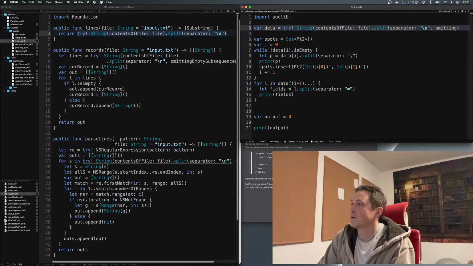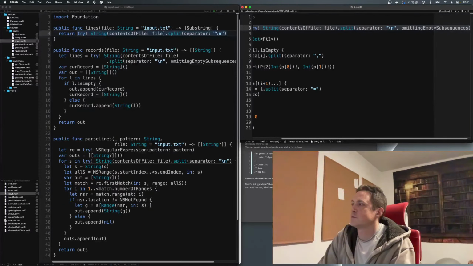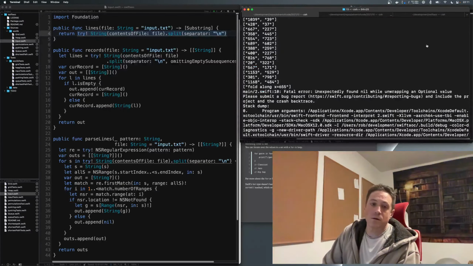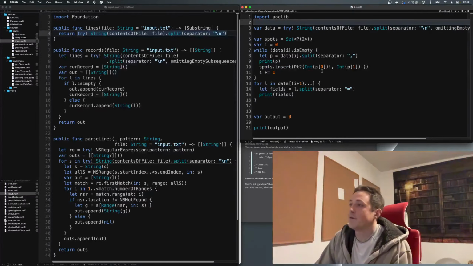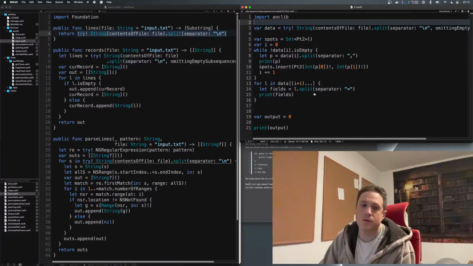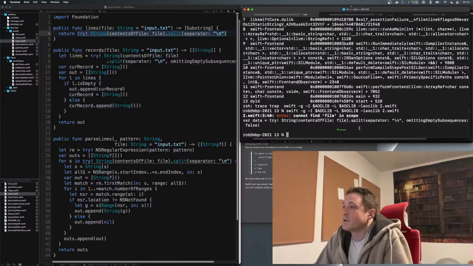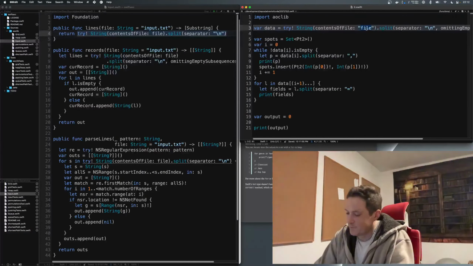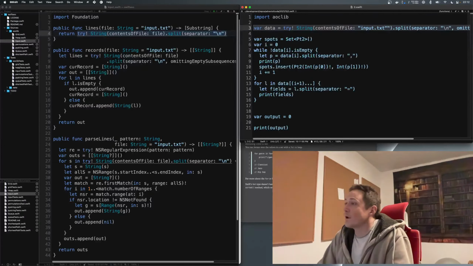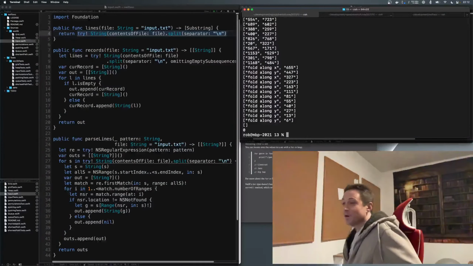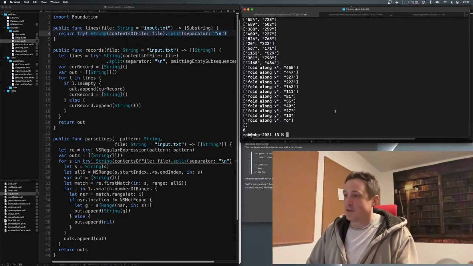Omitting empty subsequences. And then what did I say? What is this? While. Okay. Oh, cannot find contents of file. We're going to spend 15 minutes, 15 minutes parsing this trivial stuff.